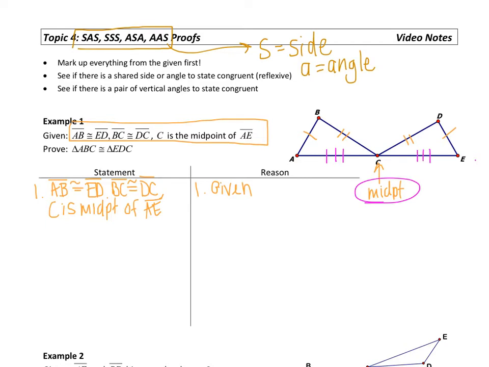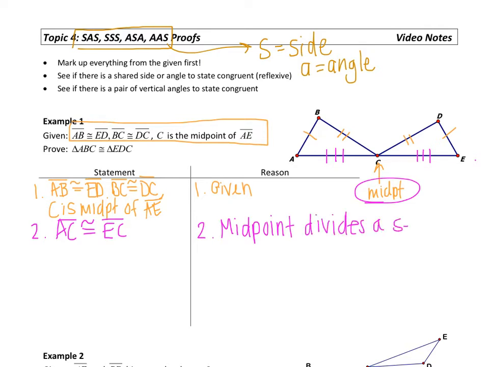So now that I've marked that additional piece of information on my picture, I need to state it in my proof. AC is congruent to EC. And our reason again comes from the fact that we had a midpoint. So I'm writing that definition. Midpoint divides a segment into 2 congruent segments.